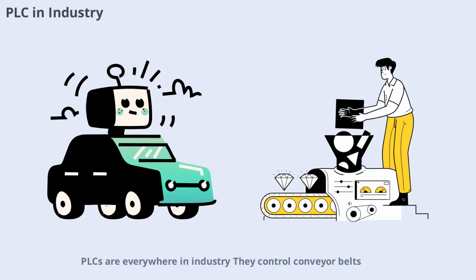PLCs are everywhere in industry. They control conveyor belts, manage food processing machinery, and oversee auto assembly lines. Their versatility means they can handle a wide range of tasks, from simple operations to complex production systems. By automating processes, PLCs help industries achieve greater productivity and consistency.